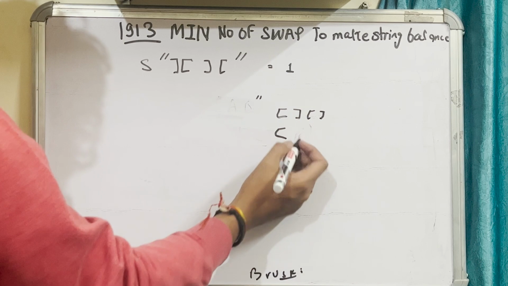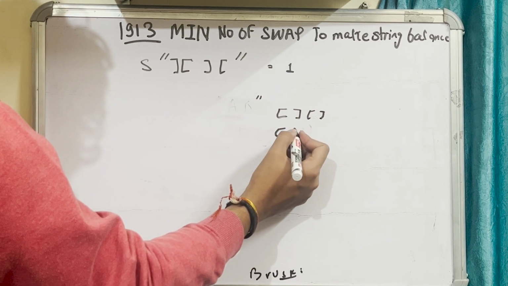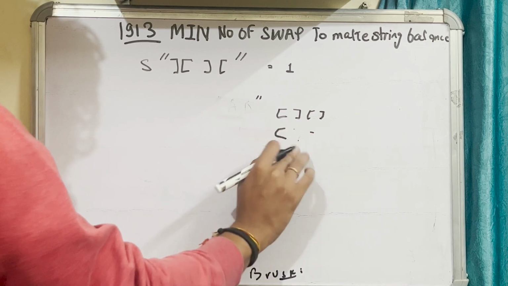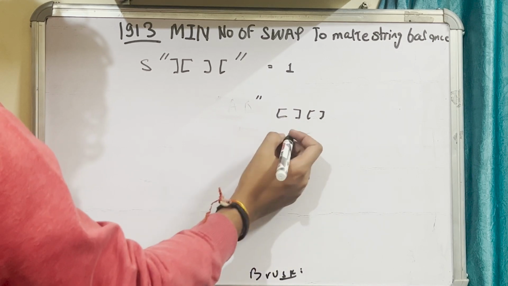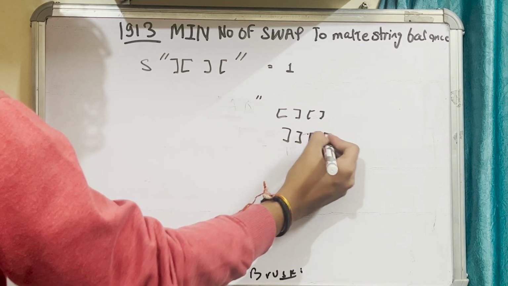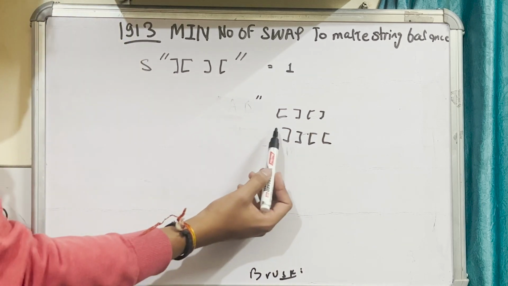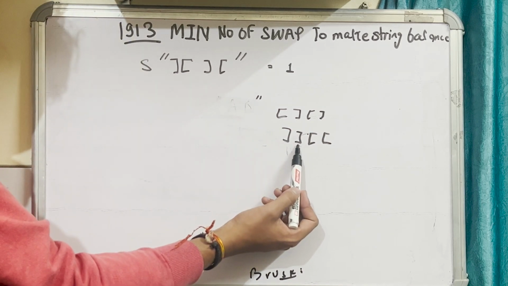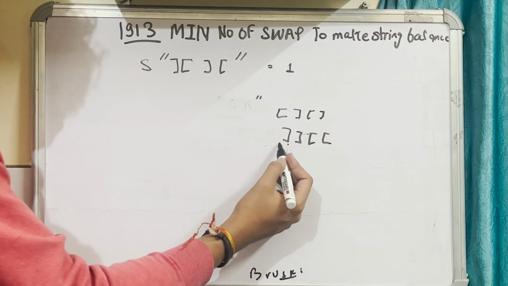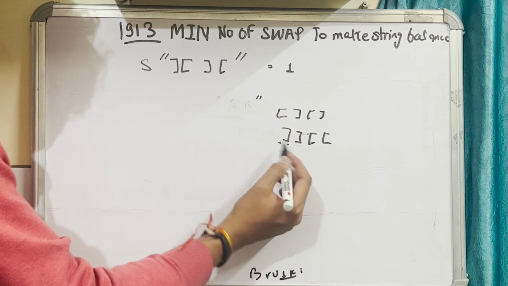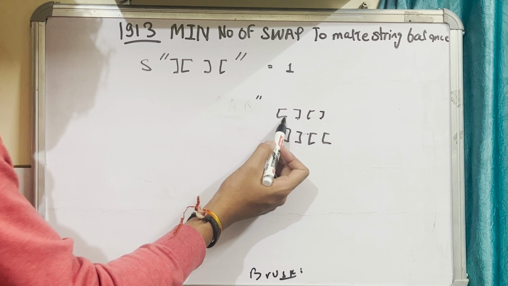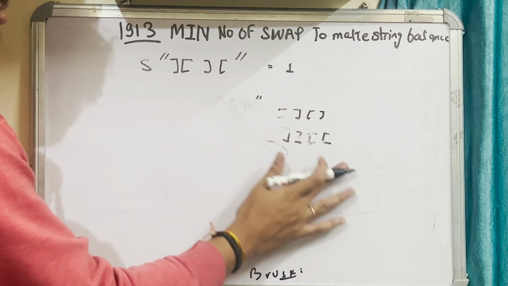Let me just create some other string, like this. So this is your balanced string. For example, this is not a balanced string. Why? As simple as there is a closing bracket, but there is no opening bracket before this. So a closing bracket should always come after an opening bracket. So you know what a balanced string is by now.